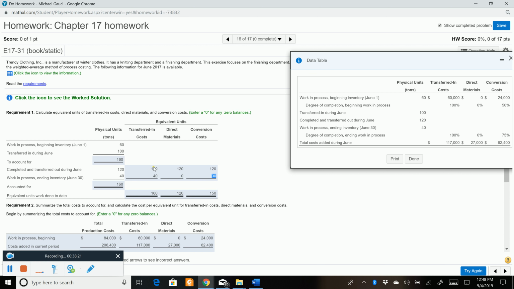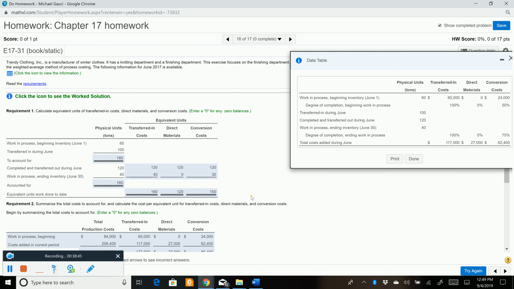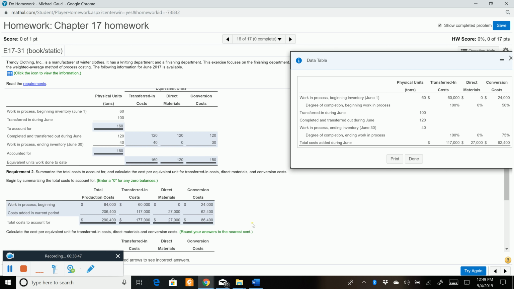So total equivalent units for transferred in is going to be 120 plus 40, or 160. For direct materials, 120 plus 0 is 120. And for conversion costs, 120 plus 30, or 150. So that is the next step, figuring out our equivalent units: 160 for transferred in, 120 for direct materials, 150 for conversion costs. Now, the next step is we are going to gather all of our costs we need to account for.